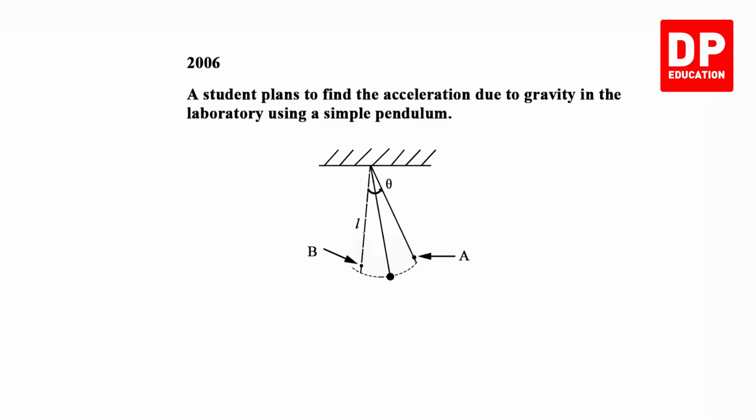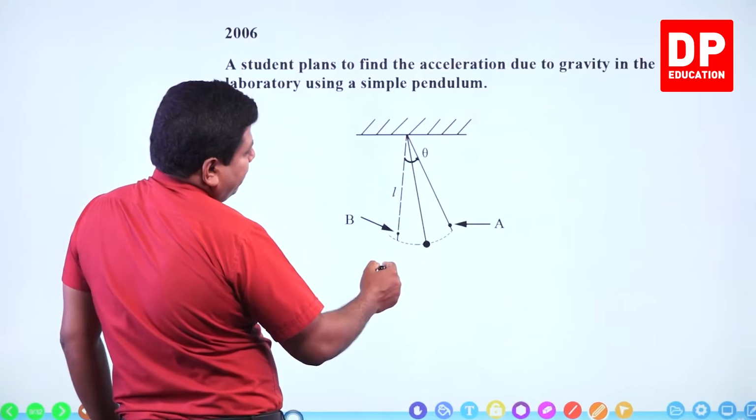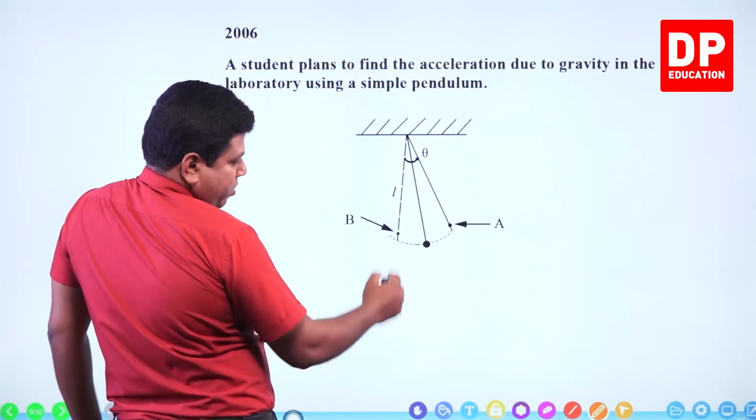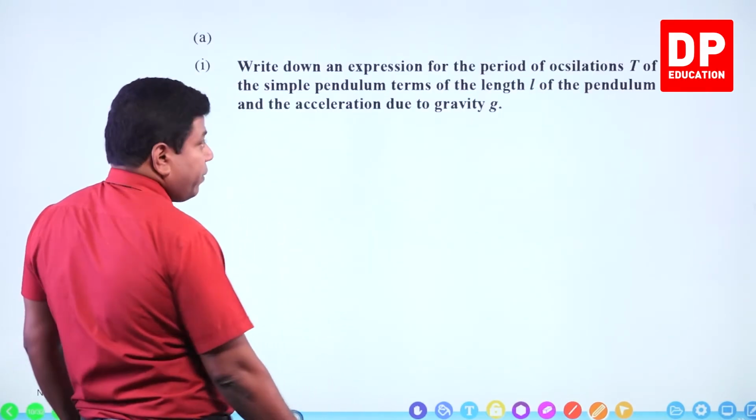A student plans to find the acceleration due to gravity in the laboratory using a simple pendulum. They have given an image here. The pendulum's length is L, right? It rotates through angle theta towards that side. They mark 2 points as A and B. Let us see what it is about.